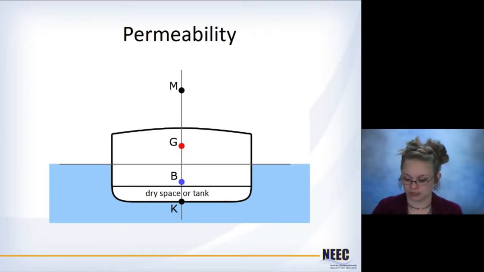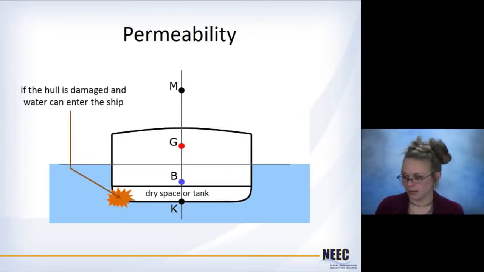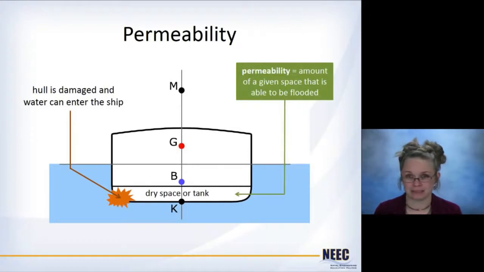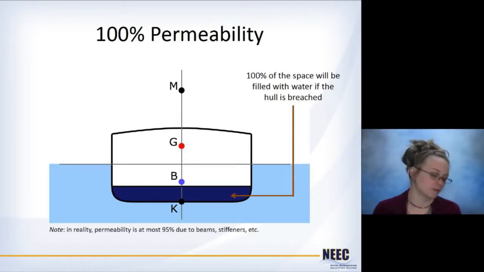You have a ship. There's a cross section, right? And in the bottom there is a dry space or a dry tank. If the hull is damaged and water can enter the ship, then permeability is the amount of a given space that's able to be flooded by that water. So if you had 100% permeability, that means that 100% of the space can be filled with water. So, I mean, the entire thing. Now, in reality, that's not going to happen because every space will have beams and stiffeners and something in there. So, the most you're going to see is about 95% permeability.